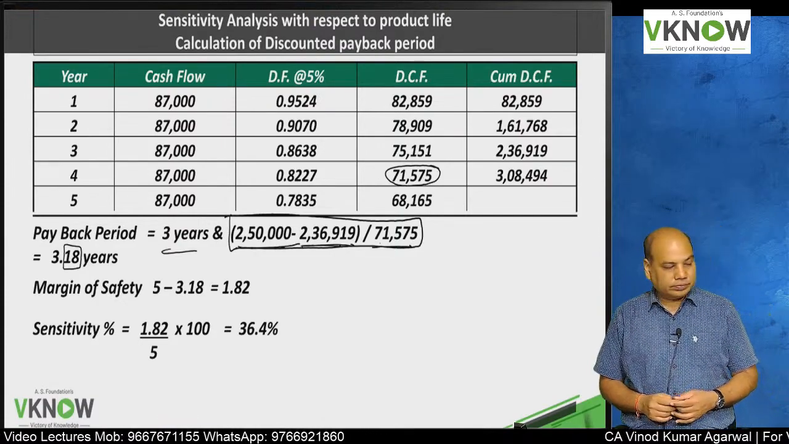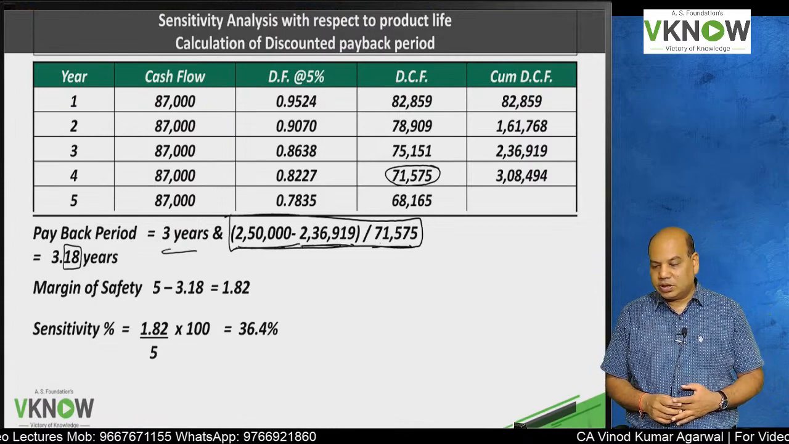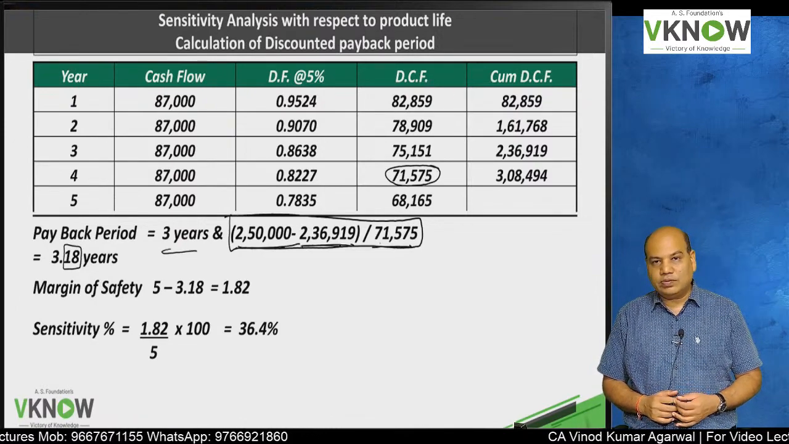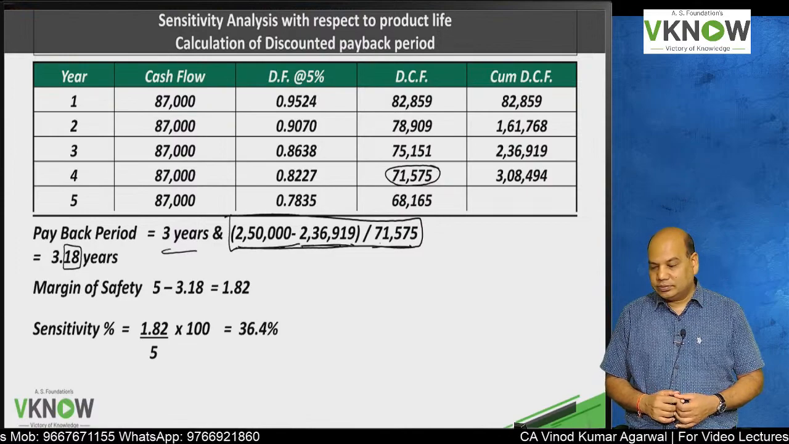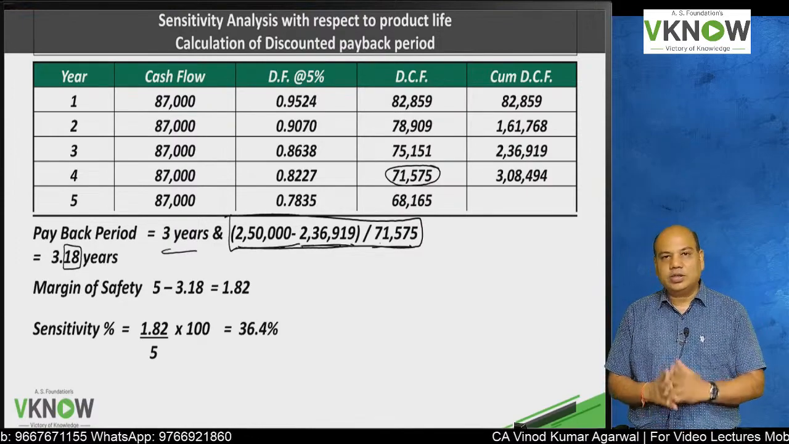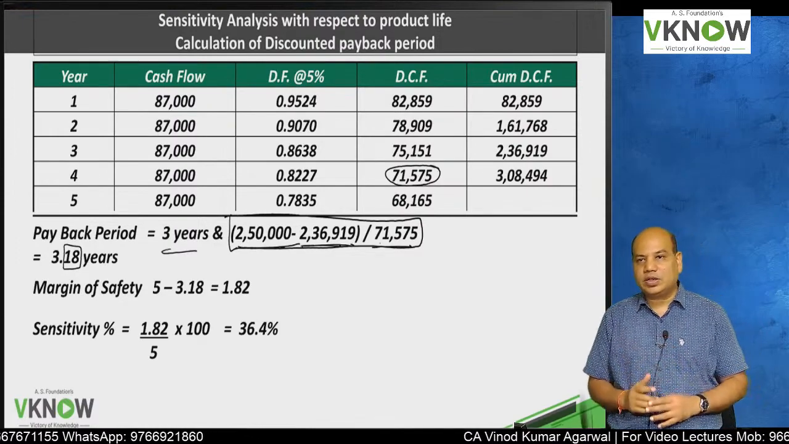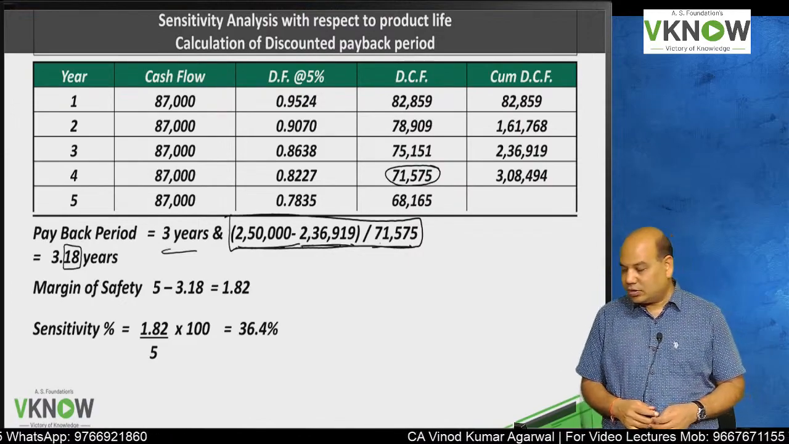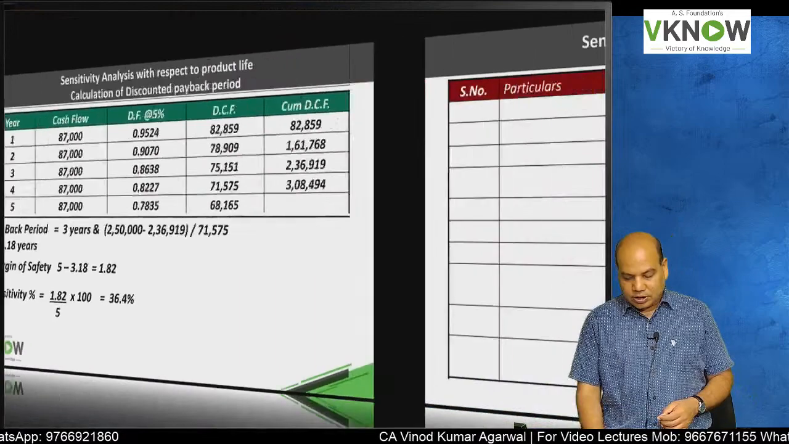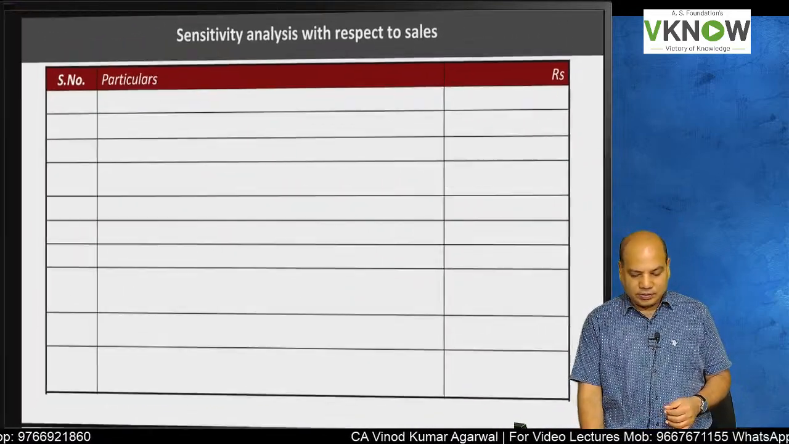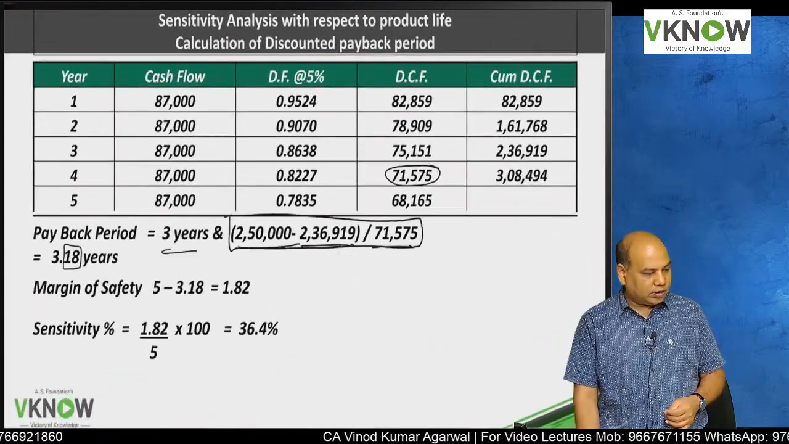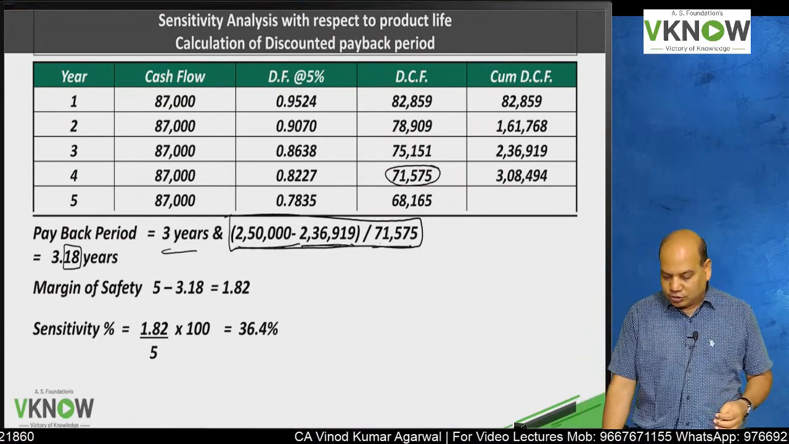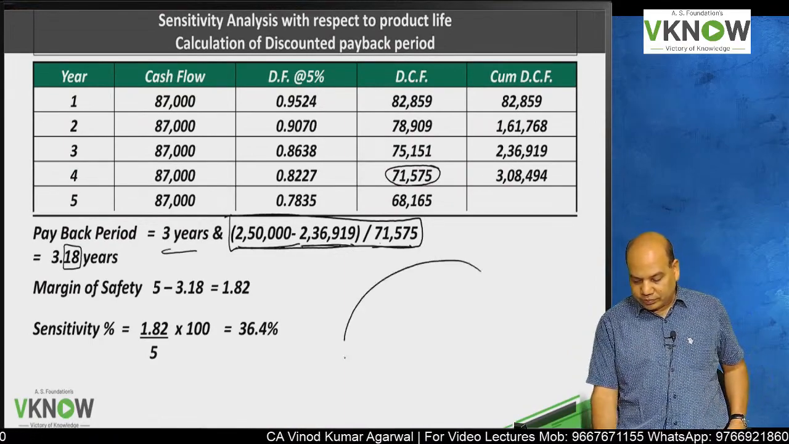Please write sensitivity percentage equal to 1.82 divided by 5 into 100. Are you getting 36.4%? Are you getting 36.4%? Yes, 36.4% is right.